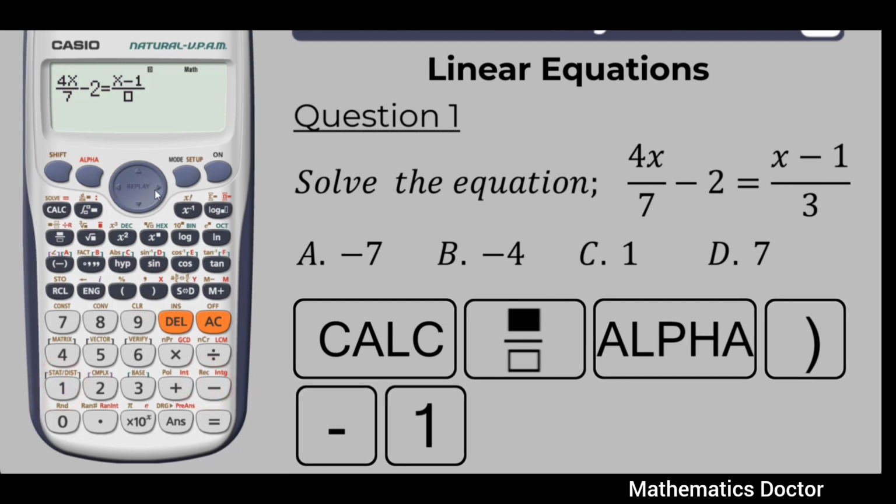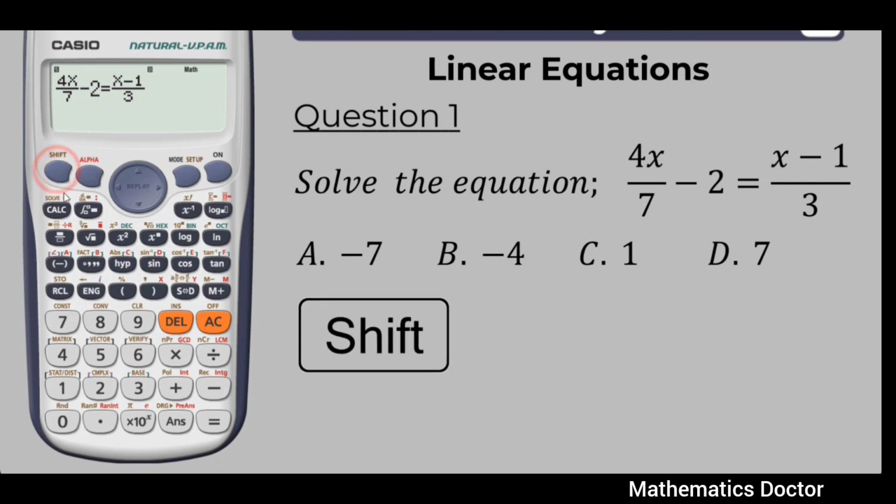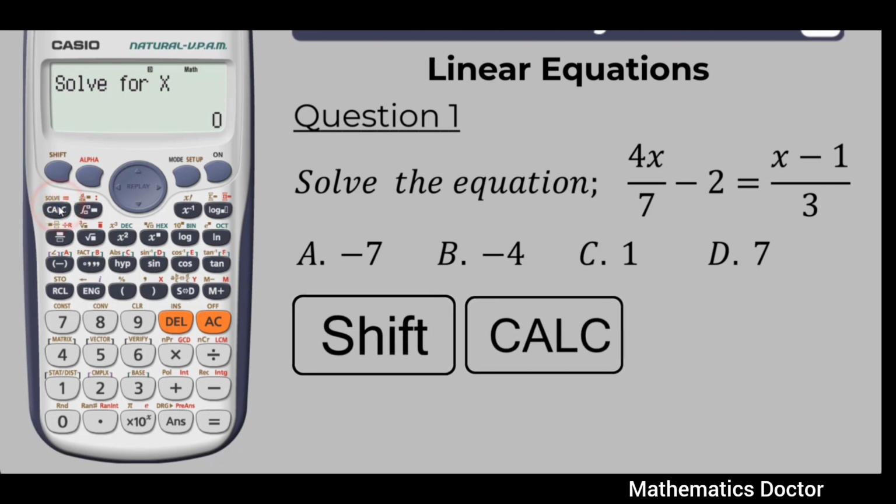Then you bring the indicator to the denominator by pressing the arrow key to the right-hand side to bring the indicator to the denominator of the fraction. Then you press 3. Now the question has been input nicely on the calculator. That is the equation. So let's solve for it. You can solve for the equation by pressing the shift key and then press the solve or the CALC key. It will ask you to solve for x.